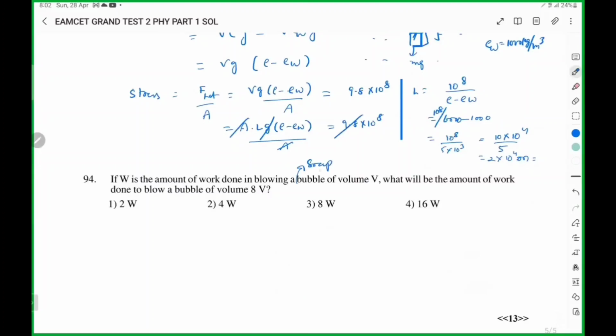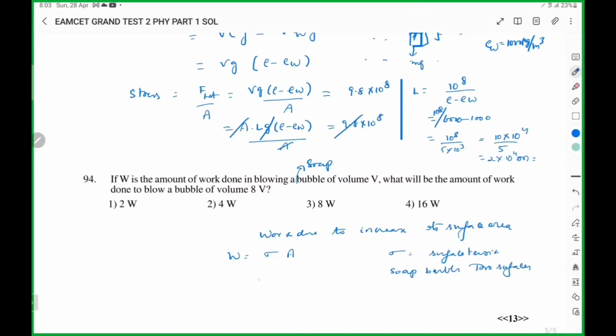Next, a soap bubble. What will be the amount of work done? Work done to increase its surface area is equal to surface tension into change in area. Since it is a soap bubble, we have to consider two surfaces. That is sigma into 8 pi r square.